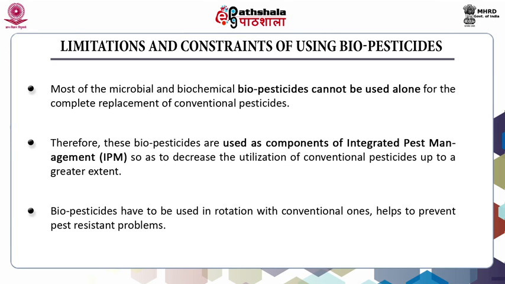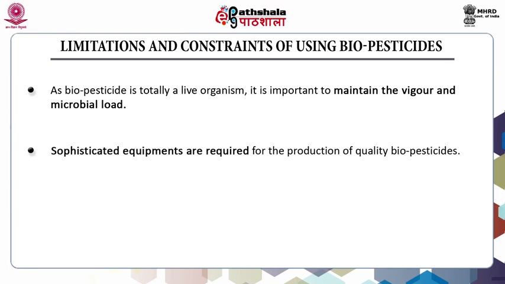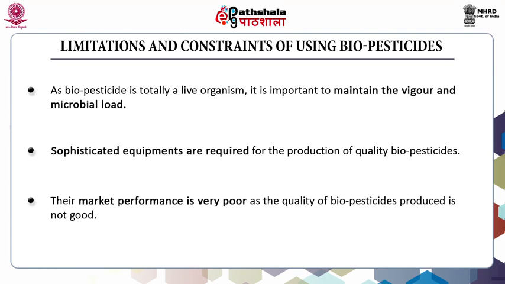Biopesticides have to be used in rotation with conventional ones, and they help to prevent pest resistance problems. As a biopesticide is a living organism, it is very important to maintain its vigor and microbial load. Sophisticated equipment is required for the production of quality biopesticides. Their market performance is very poor, as the quality of biopesticide products is not good.